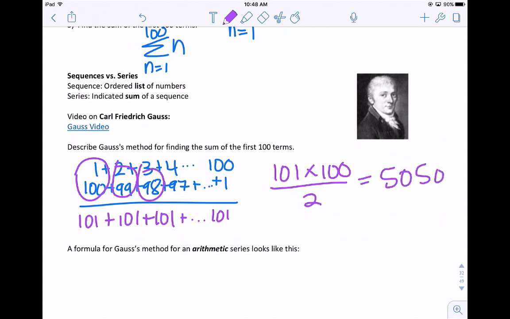We better double check that. It's been a while since I've done this. All right, so 100. Yep, 5,050. All right, so there it is.